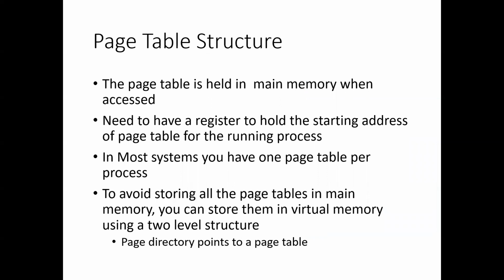So the page table is held in main memory when accessed. You need to have a register to hold the starting address of the page table for the running process. In most systems, you have one page table per process, and to avoid storing all of them in main memory, you can store them in virtual memory using a two-level structure. That is, the page directory points to a page table. And there are further enhancements that are possible with the use of inverted page table structures. Pages 300 to 301 have the details on that.